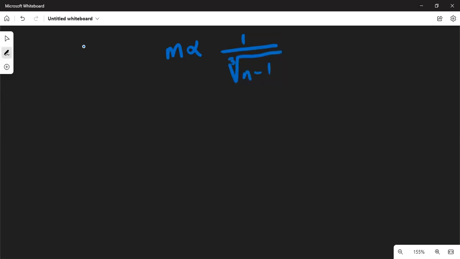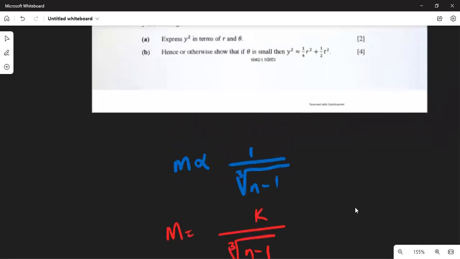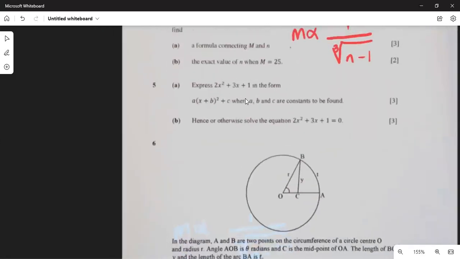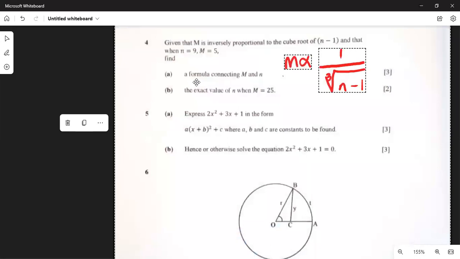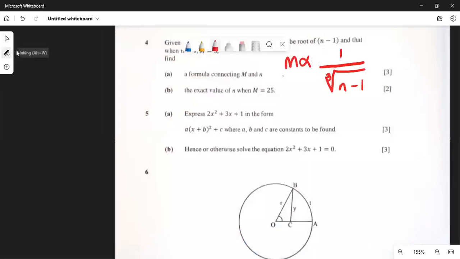So remember from your variation that you have to introduce what? You have to introduce the constant of variation. That's going to be M is equal to K over the cube root of n minus 1. Okay, so now let's take our information here. We have got the values, so we need to find the value of K first, because we are given a formula connecting M and N, which means we have to find the value of K, which is the constant.